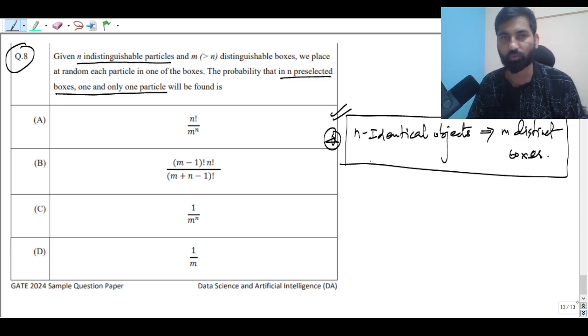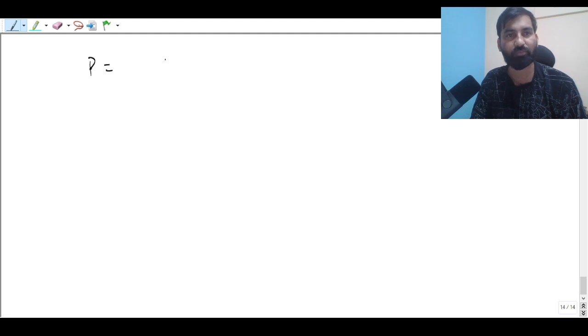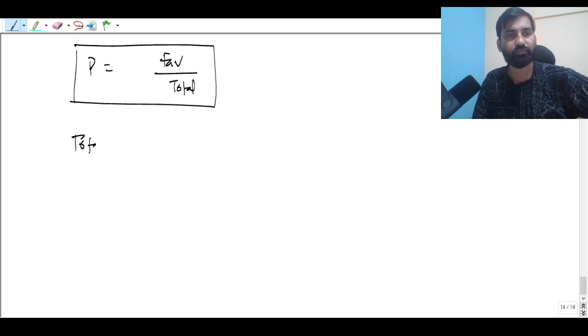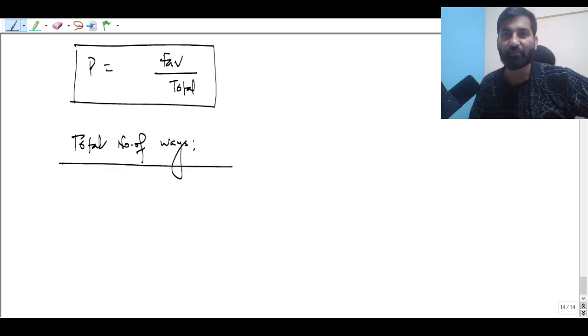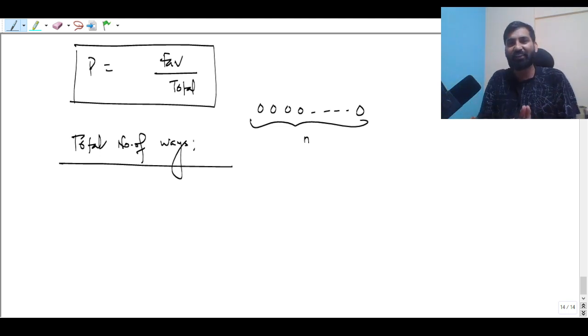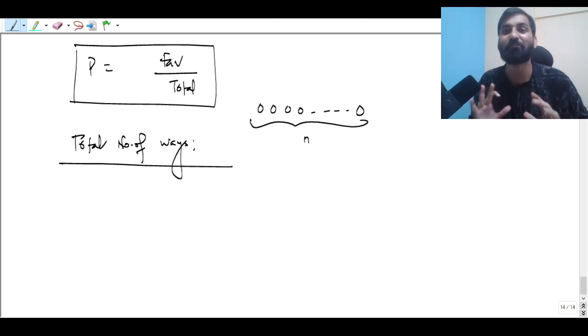So first of all, let us find the total. We know that probability is the favorable upon the total. In the total, everything is included, favorable plus unfavorable. So how to find the total number of ways? The total number of ways can be found out as follows. We know that there are n number of particles, 1, 2, 3, 4 and so on, n particles. And there are m number of boxes, and they are distinct boxes, and these particles are identical particles.